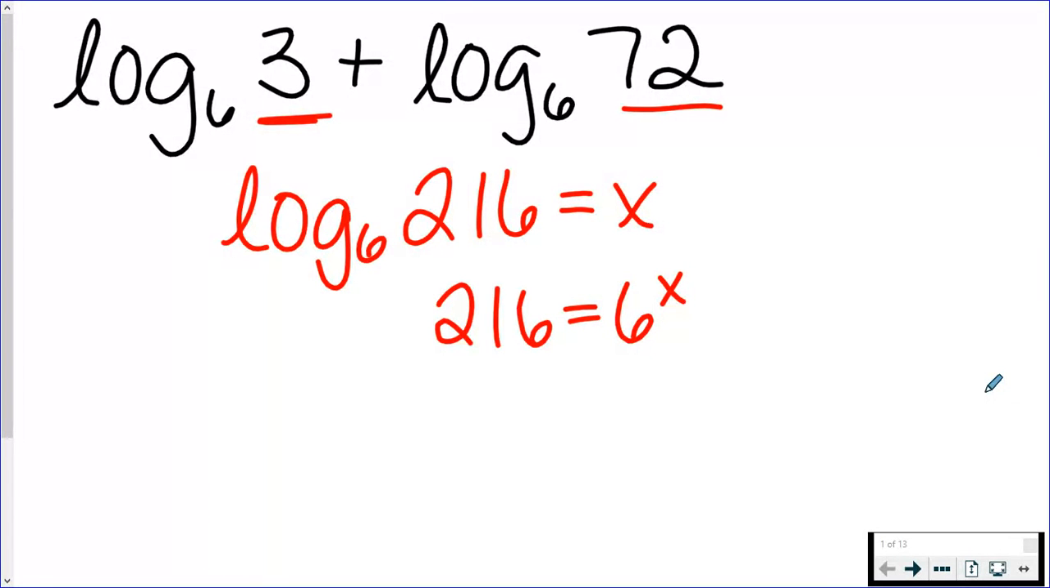So you're going to be better off if you know a lot of these numbers in your head. You can always use a calculator to guess and check. But eventually, hopefully, you come to the conclusion that 6 to the third power is equal to 216, which means x would be 3. So after using the product property to write this as a single log, I have evaluated the log and found that it equals 3.